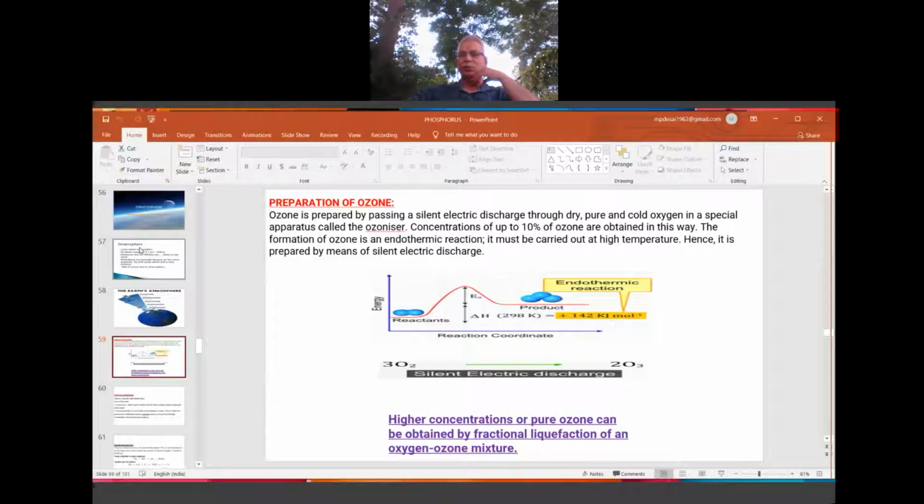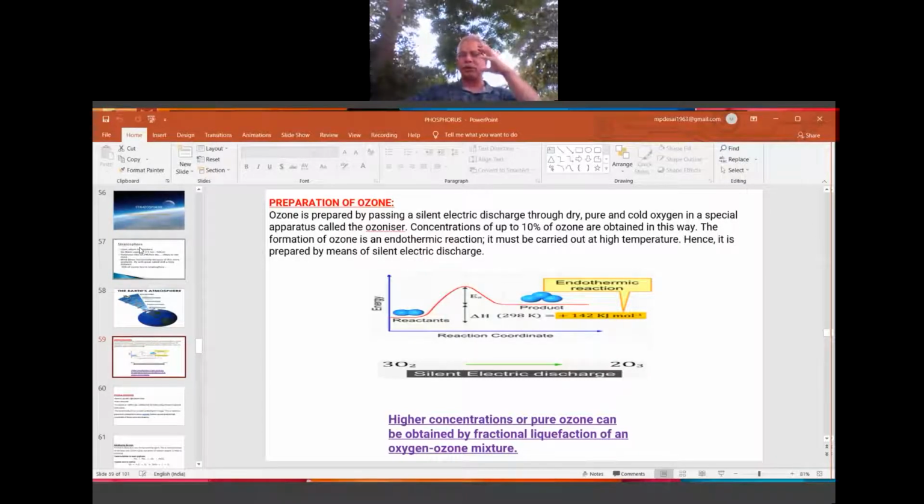You see from the energy level diagram also, it is very clear that the products are on a higher level compared to reactants. That's why it is plus 142 kilojoules per mole. So energy is given to convert oxygen to ozone. It is a highly endothermic reaction, so delta H is positive.